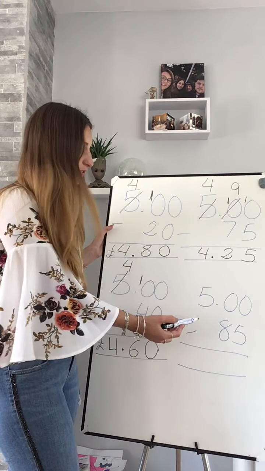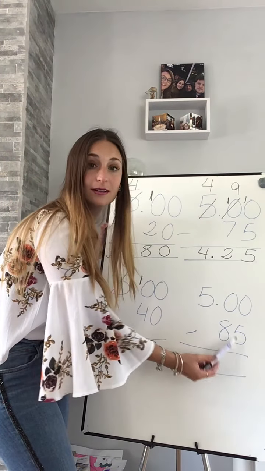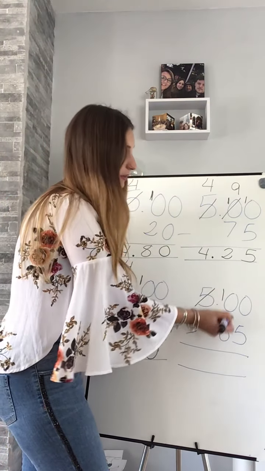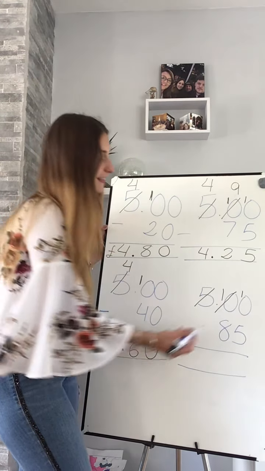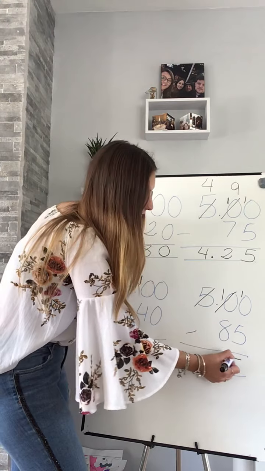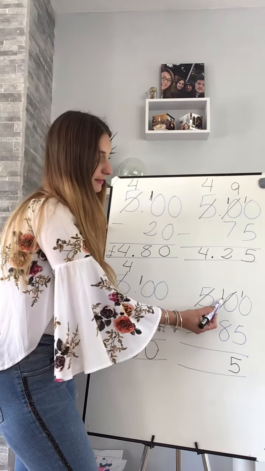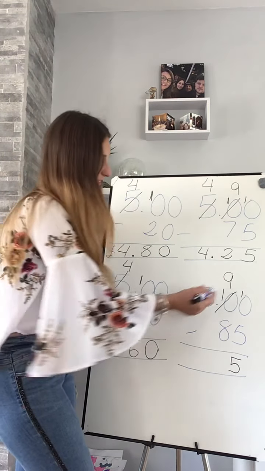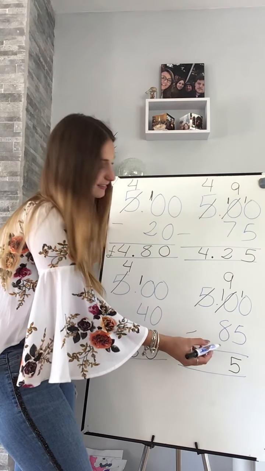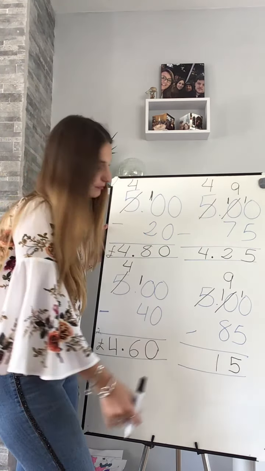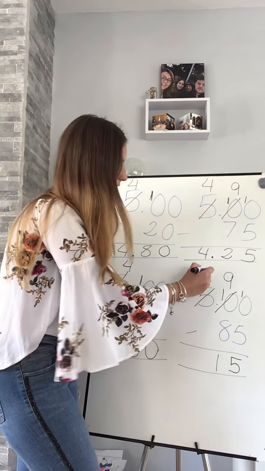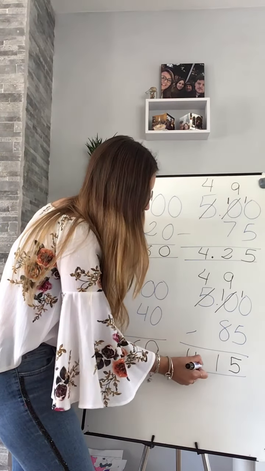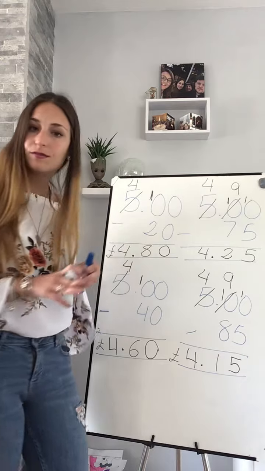And this one, a little bit trickier. 0 take away 5, I cannot, and I cannot borrow, so I'm going to need to borrow from my hundreds to my tens, and from my tens to my ones. 10 take away 5, 5. Now 10, but I borrow 1, so now it's 9. 9 take away 8 is 1, well done. And 5, I borrowed 1, which now is 4. 4 take away nothing is 4. So your answer is £4.15.